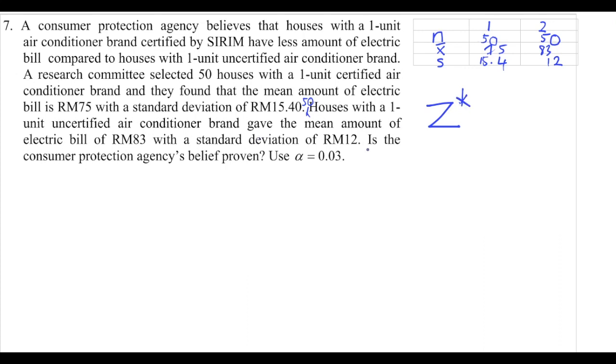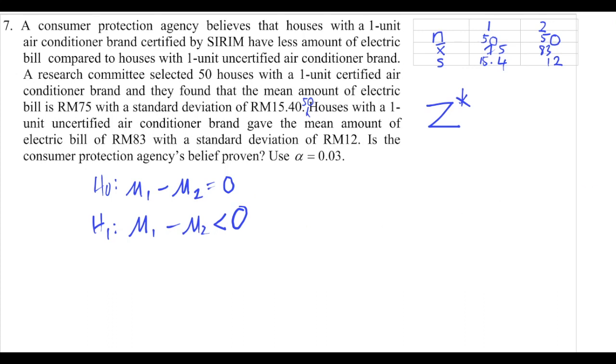So the question is the Consumer Protection Agency's belief proven? What is the belief? Believes that the houses with one unit air conditioner certified have less amount of electric bill. So the null hypothesis, the mean amount of electric bills are the same. The alternative mu1 minus mu2 is less than 0.